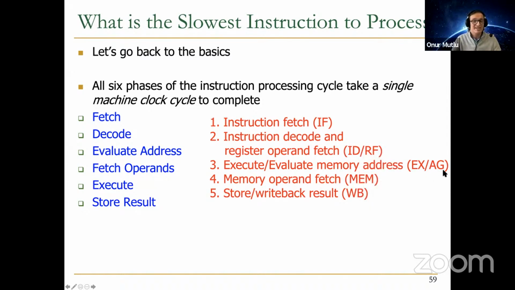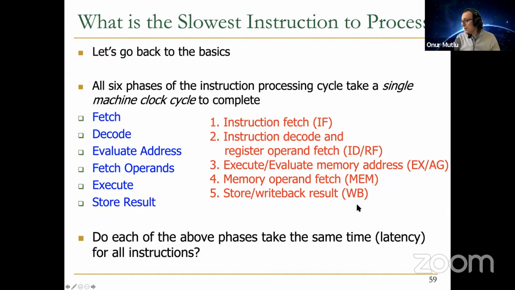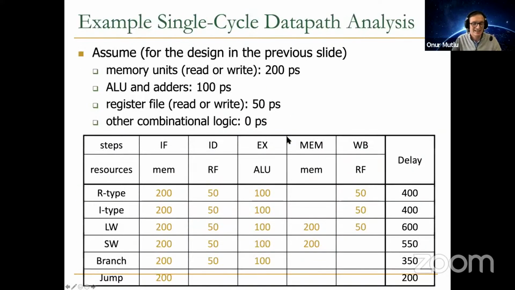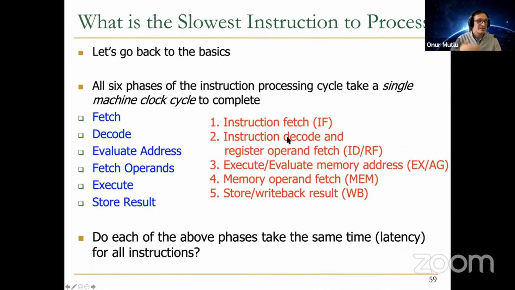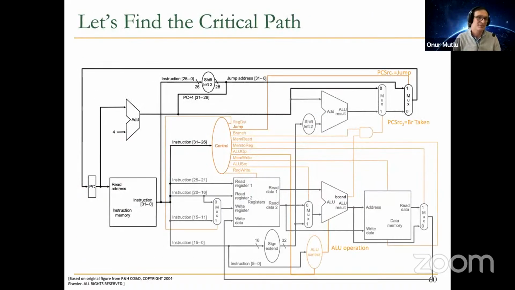Execute and evaluate memory address, they happen in similar structures, the ALU. Memory operand fetch, and then store write back result. So the question is, do each of the above phases take the same time for all instructions? And let's take a look at that. The answer will be no, basically. Some instructions will require more phases. Clearly, each of the above phases will take the same amount for each instruction, but some instructions will require more phases. That's what I meant. So let's find the critical path in our design.